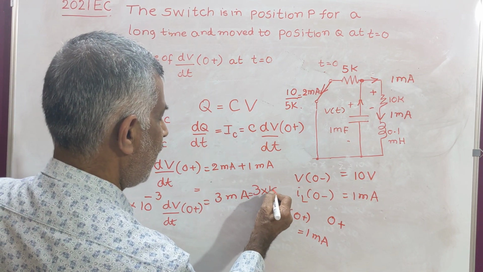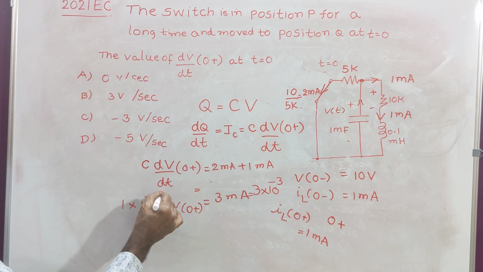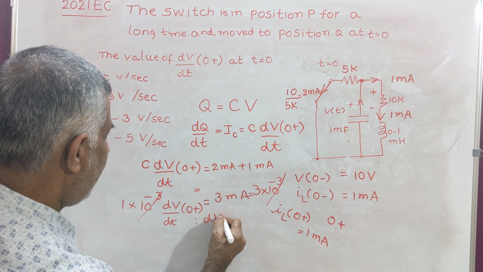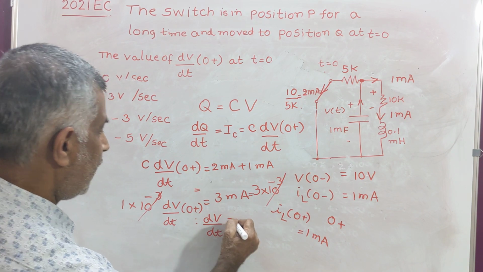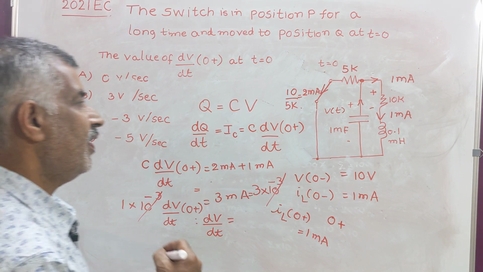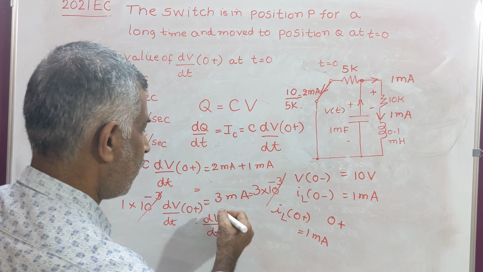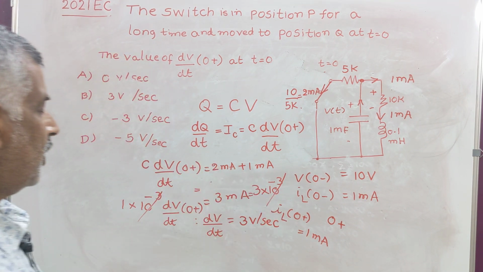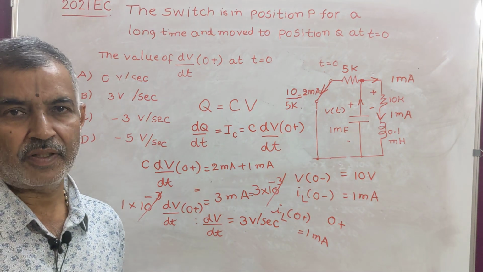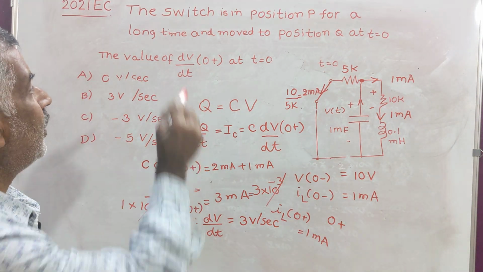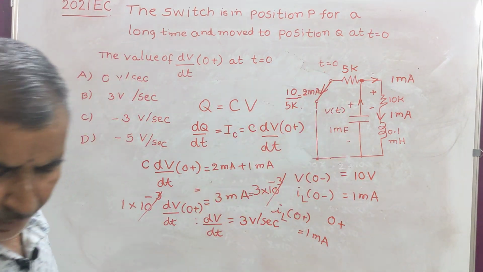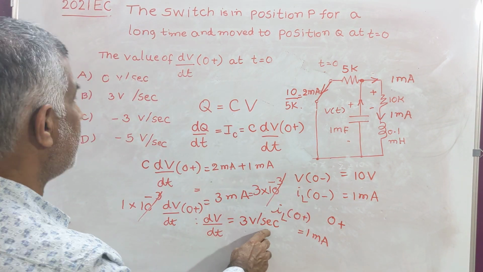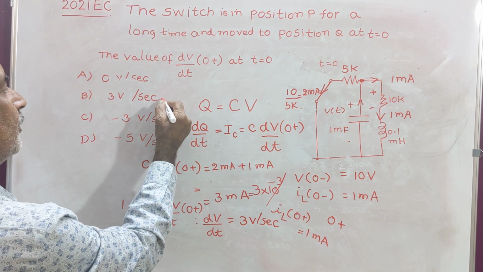or 3 into 10 to the power of minus 3. So 10 to the power of minus 3 cancels. Therefore, dV by dt is equal to 3 volts per second. So that ends the problem. So here the rate of change of capacitor voltage is 3 volts per second. So this option is correct.